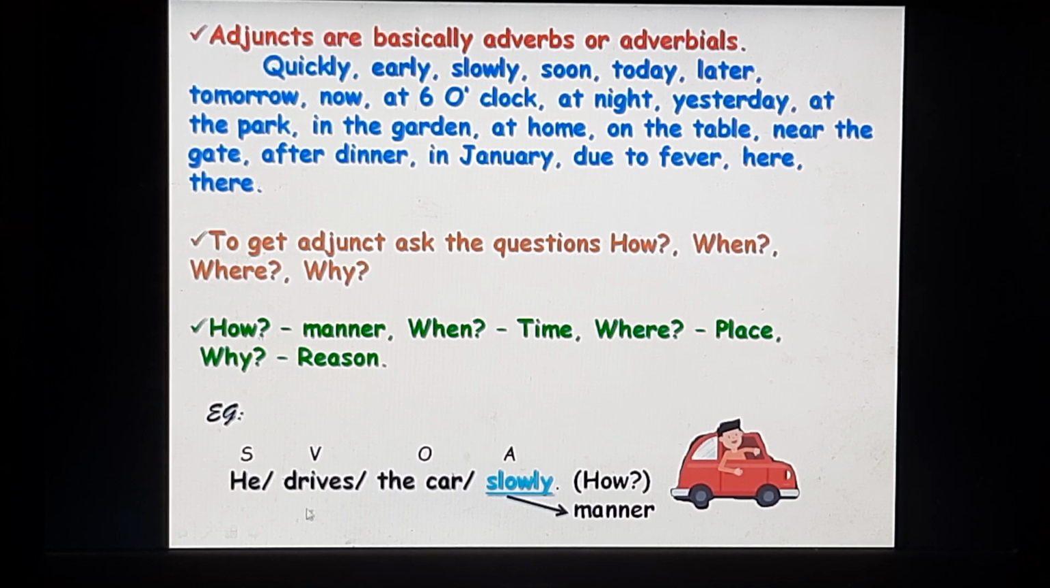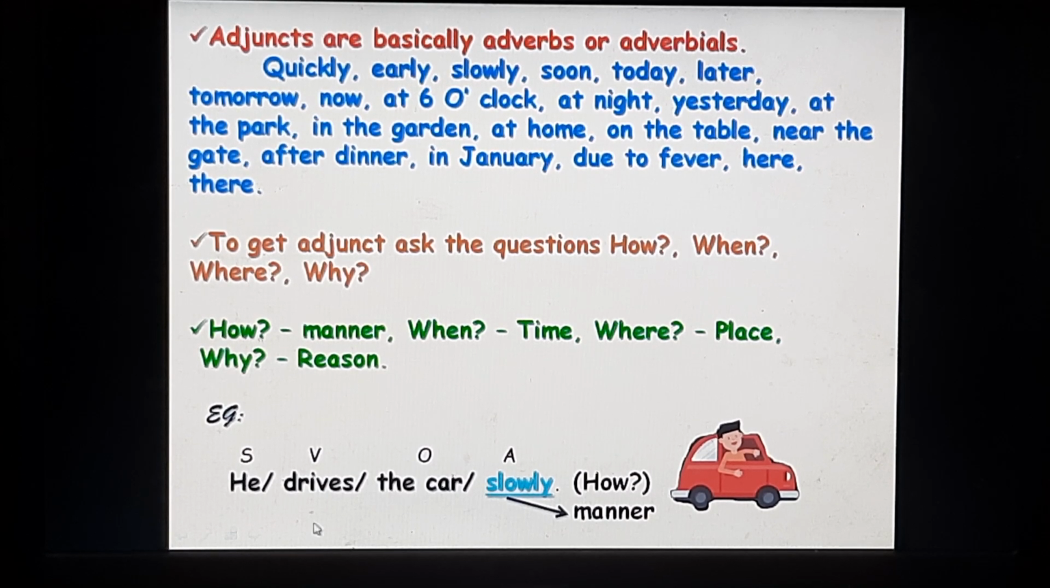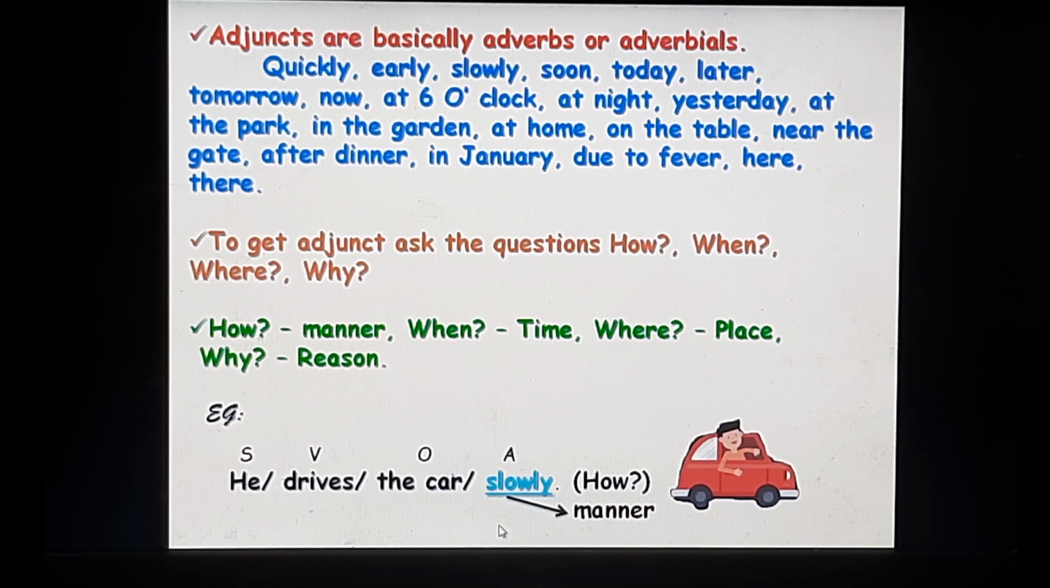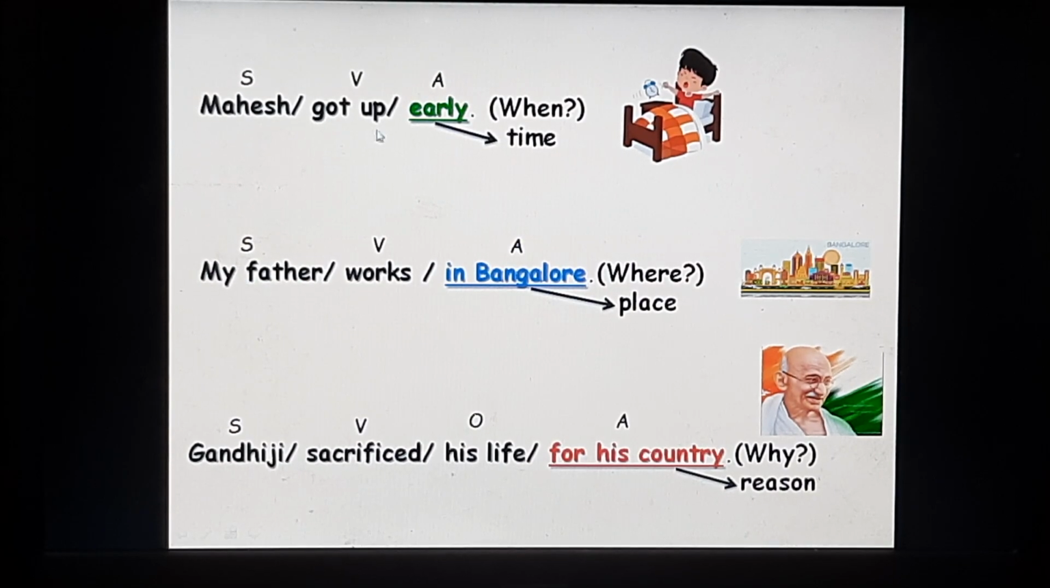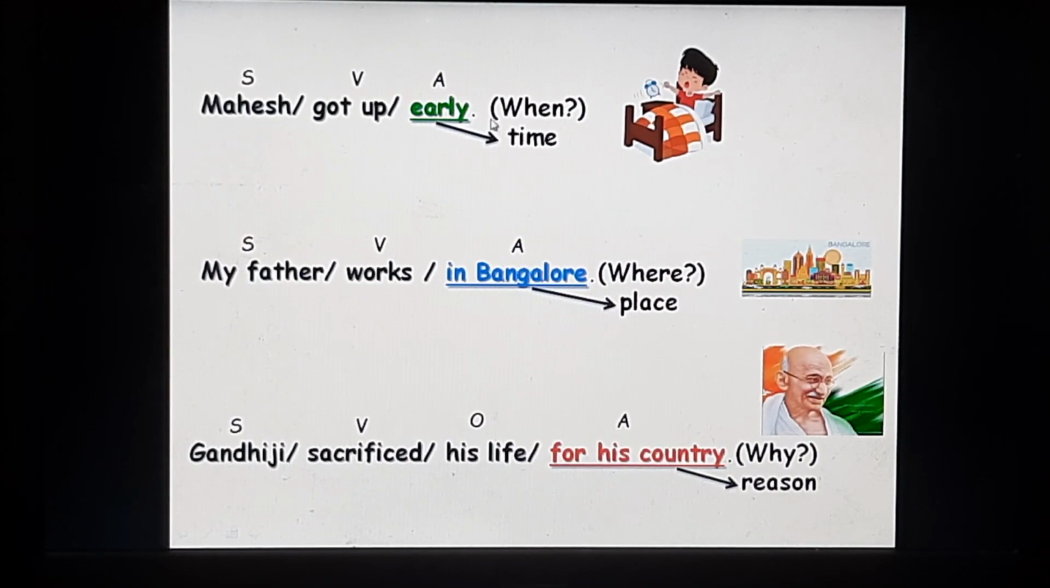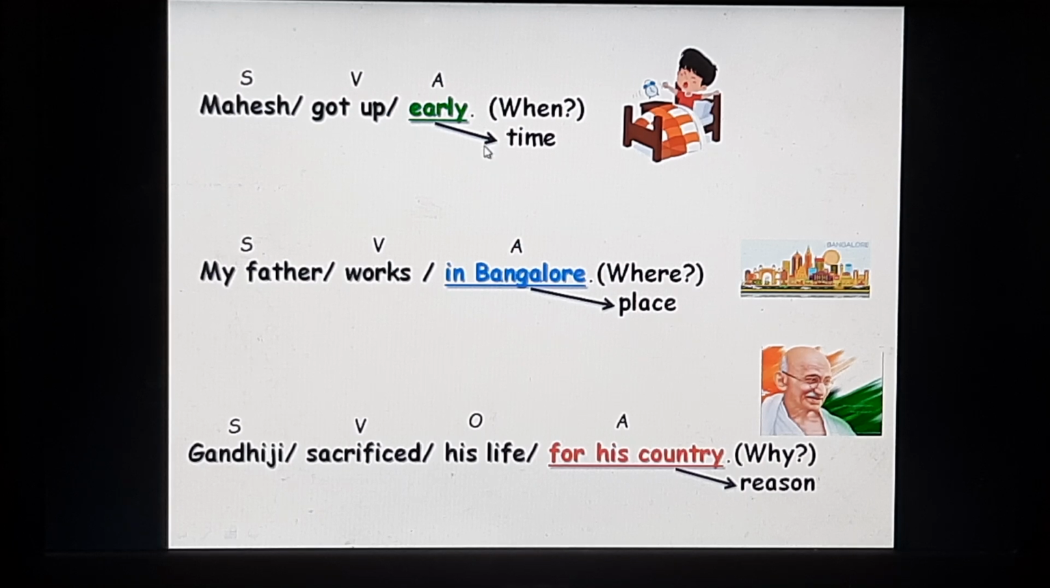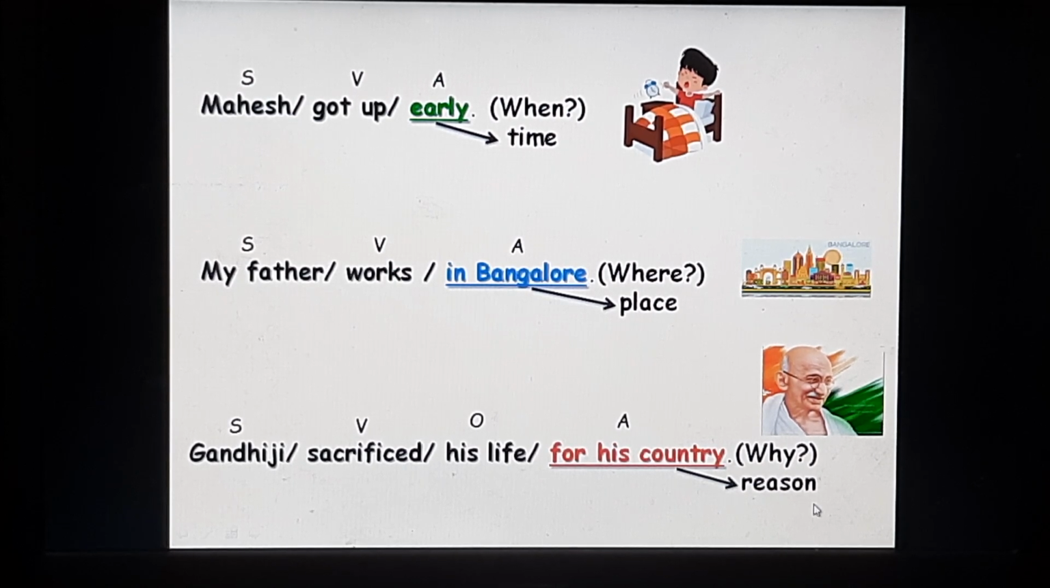Example, he drives the car slowly. Drives how? Slowly. That is an adjunct of manner. Magesh got up early. Got up when? Early. That is an adjunct of time. My father works in Bangalore. Works where? In Bangalore. That is an adjunct of place. Gandhiji sacrificed his life for his country. Sacrificed his life why? For his country is your adjunct of reason.